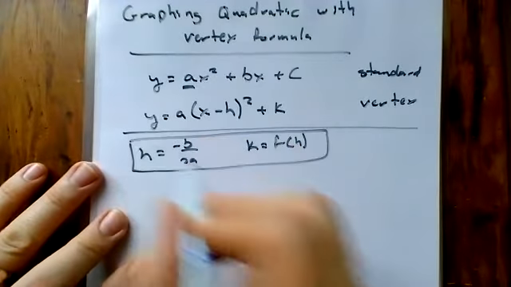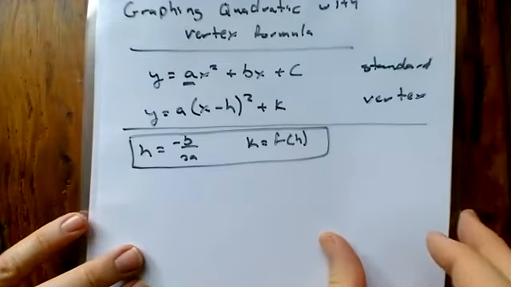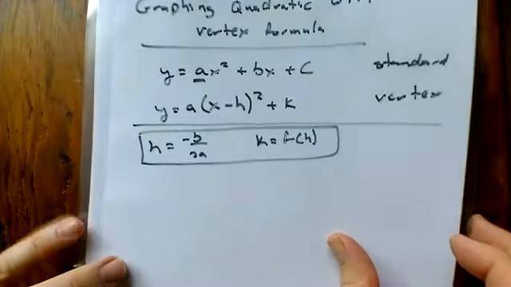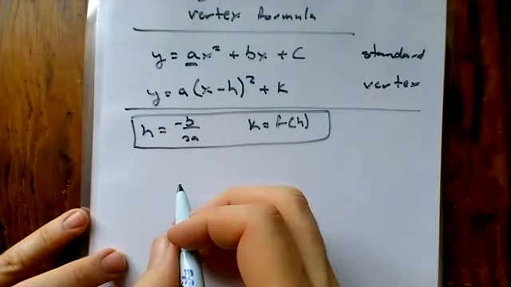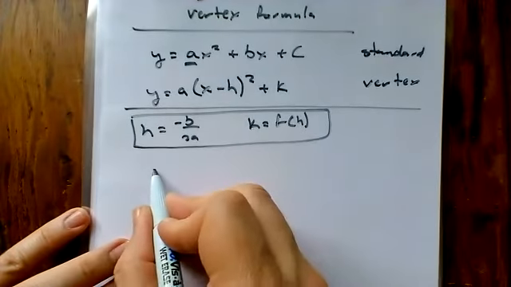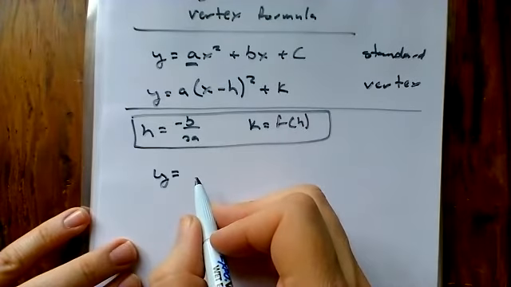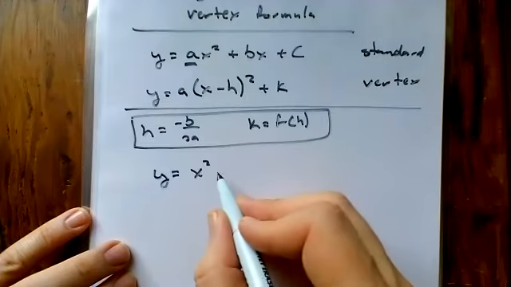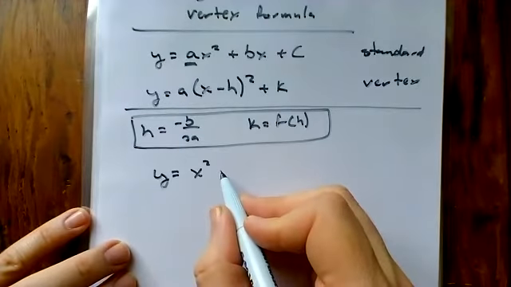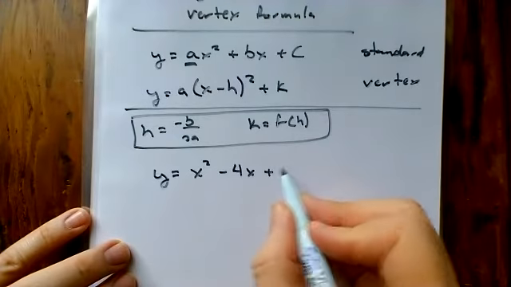So let's see, what would we like to graph today? How about we do y is equal to x squared minus 4x plus 3.